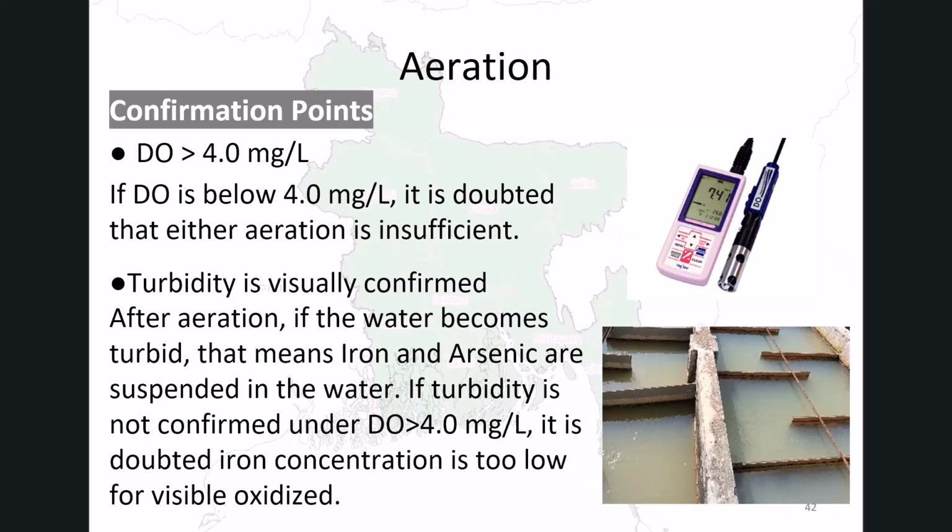Good aeration produces a slight yellowish turbidity, indicating oxidized iron. If the water remains clear, oxidation may not be happening, and we should inspect the aeration equipment, nozzles, trays, and the falling height. Visual observation is a simple but very reliable indicator.